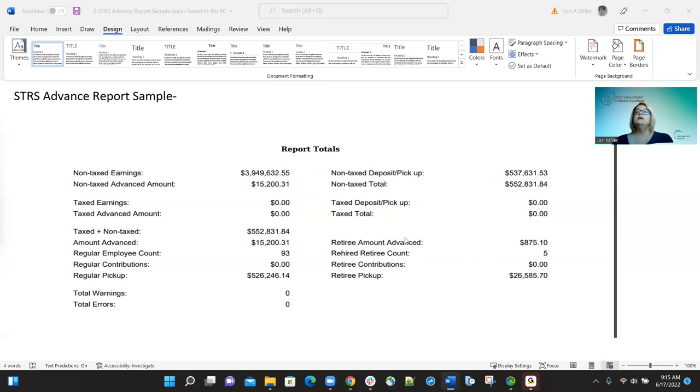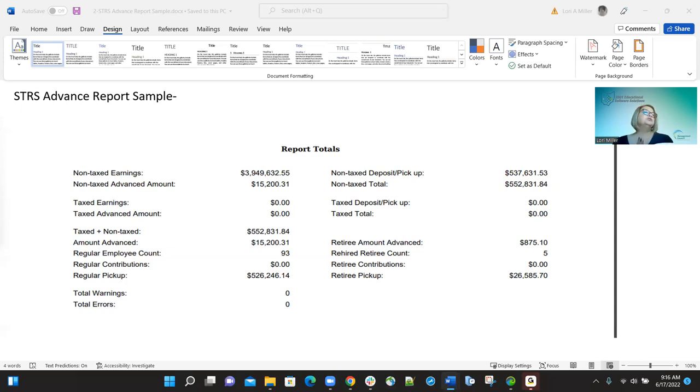The retiree amount advance, let me get a drink here. There we go. All right, the retiree amount advance is the total advance amount for employees who are rehired retirees. So that dollar amount is going to appear in that field. The rehire retiree count is a count of employees on the report who are marked as rehired retirees. And just keep in mind, like I said earlier, if it's a mid-year rehire retiree, that count is going to include them as well as that regular employee count. So they're actually going to be counted twice.